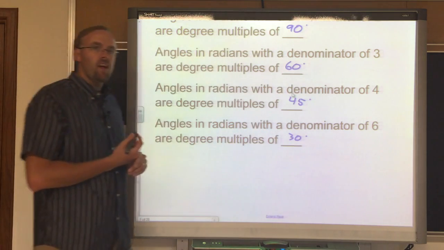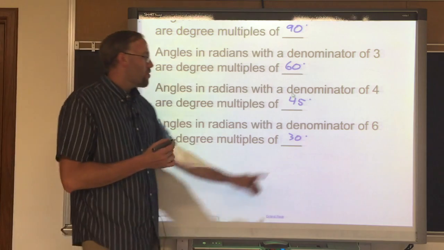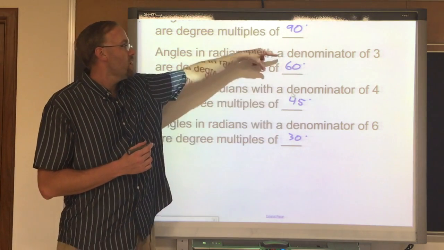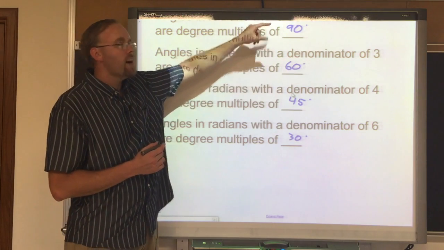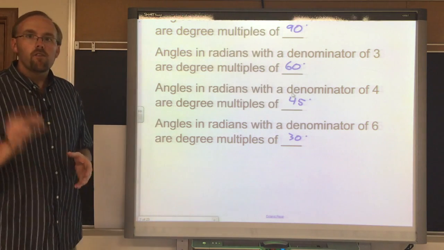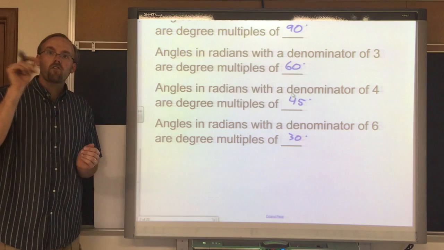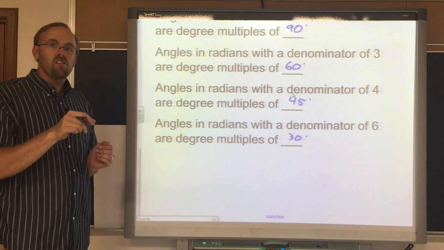And that should make sense because pi over 6 is 30 degrees. Pi over 4 is 45. Pi over 3 is 60, and pi over 2 is 90. So if you can see those denominators, that helps to clue you in that this is a multiple of this angle.